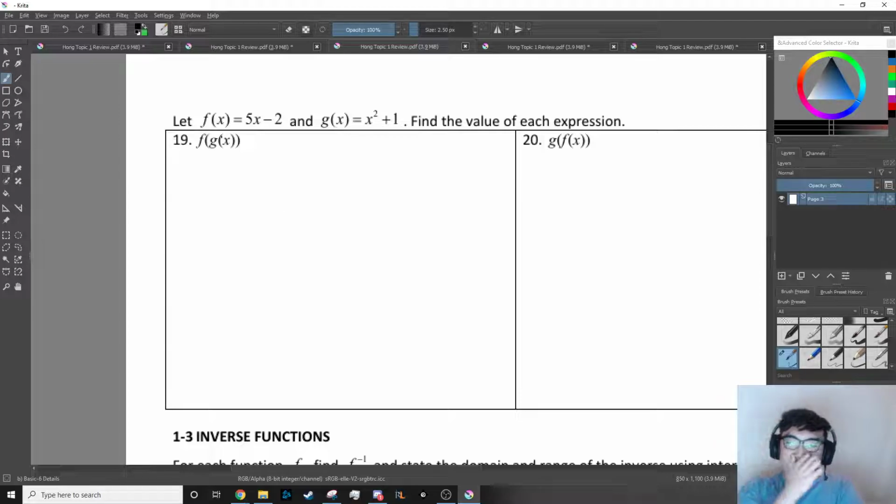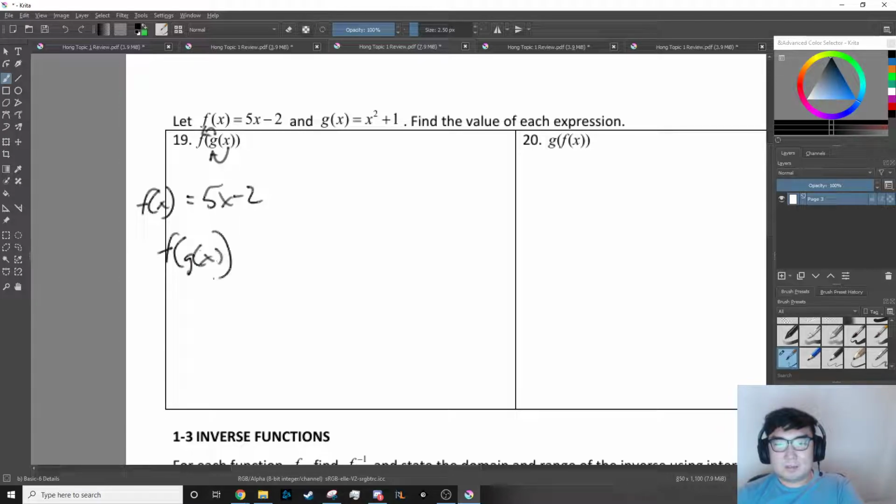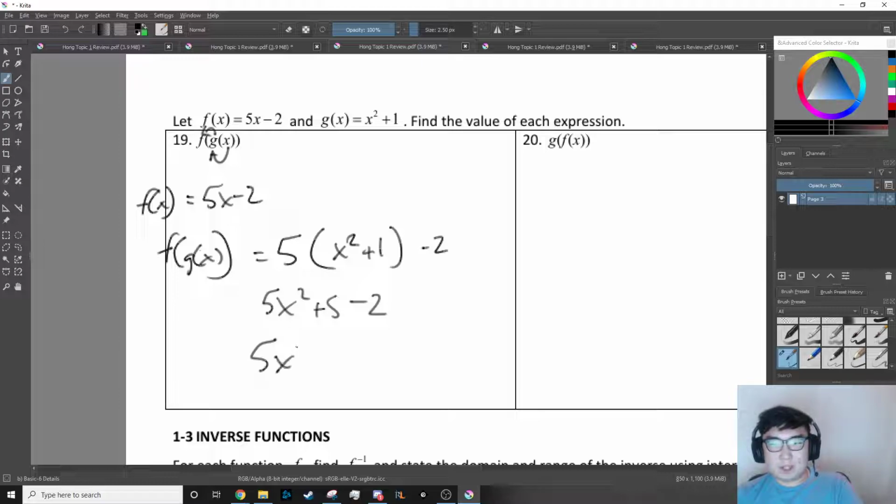So I have this function composition one. So this is f of g of x, and I know I can draw these arrows right here. So I start with my outside, which is 5x minus 2 is equal to f of x. Then I have f of g of x is equal to 5 times x squared plus 1, minus 2. Then I distribute 5x squared plus 5 minus 2. Then this is 5x squared plus 3 is equal to f of g of x.